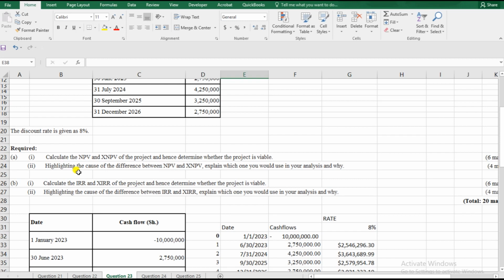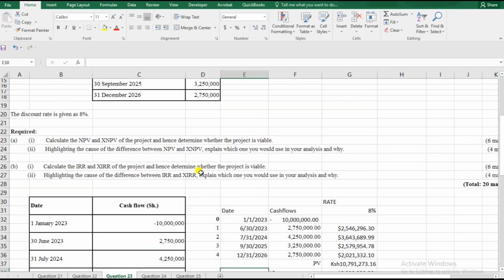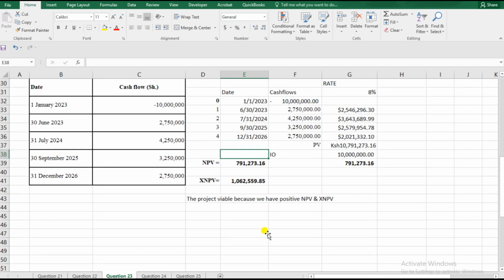Then the other area here, we were asked to highlight the cause of the differences between NPV and XNPV. So the number one cause of difference, you can clearly see, is because of the time factor. Ideally here we are talking of time intervals, where NPV considers regular time intervals. For XNPV, it will consider irregular time intervals.